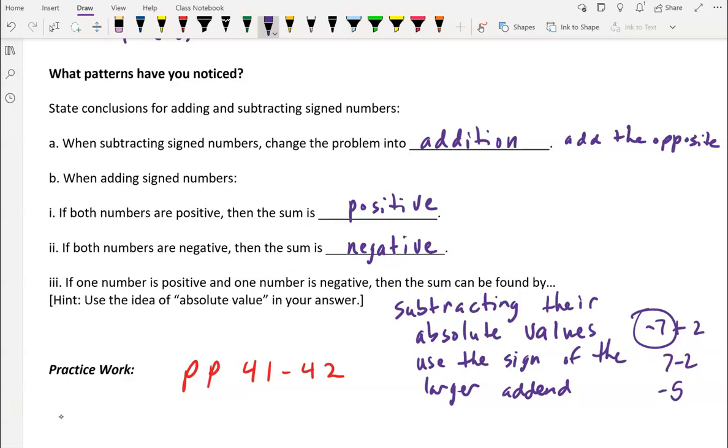All right, well, now is your chance to do some practice on what you learned about integers. You're going to practice pages 41 and 42. Hope you do well on that. Get started right away, and this is in Topic 1, Lesson 6 in your packet if you don't have a book.